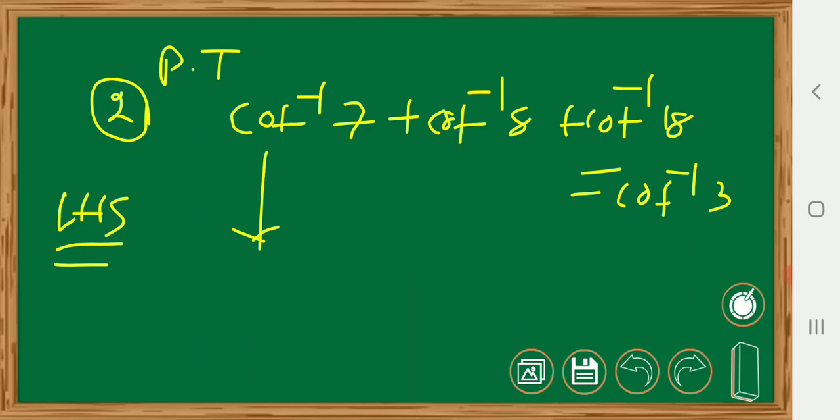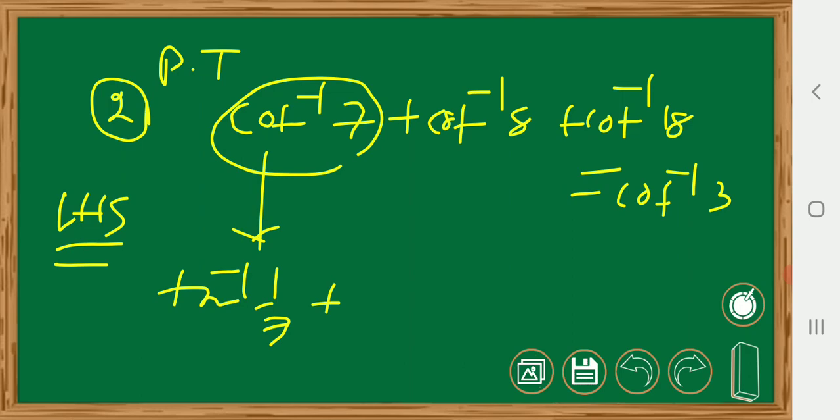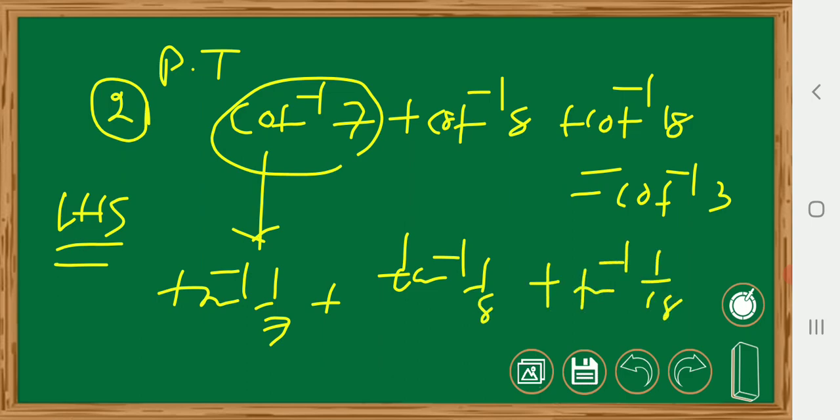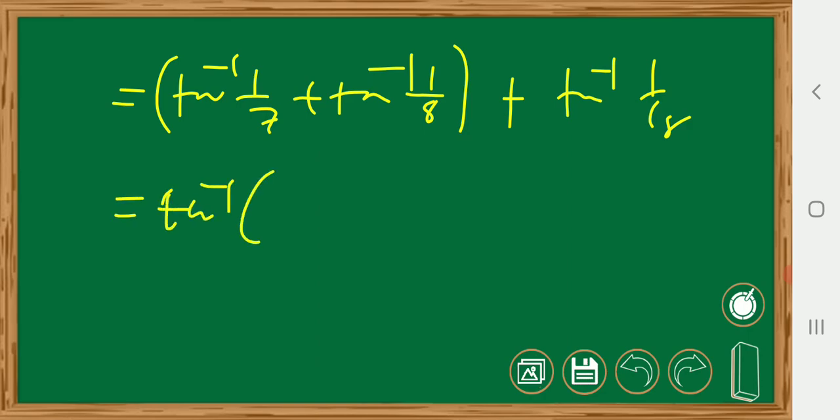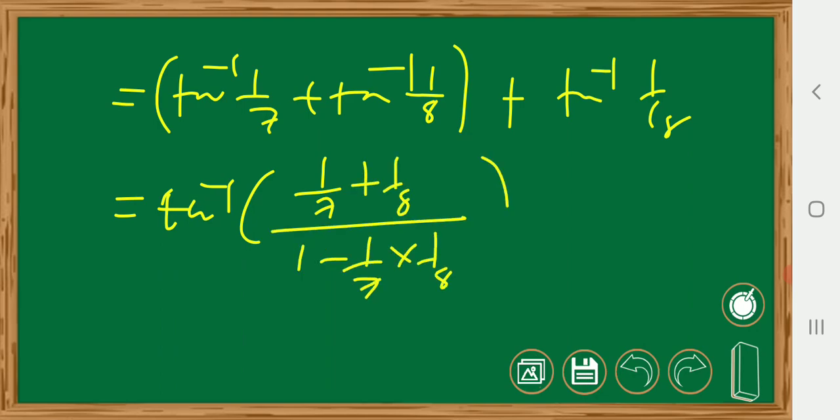First you convert this cot inverse 7 to tan inverse 1/7, because tan inverse is more familiar to us than cot inverse. Here tan inverse 1/8, also tan inverse 1/18. Okay, now you can use the formula tan inverse x plus tan inverse y. So if we use this formula, tan inverse of (1/7 + 1/8) divided by (1 minus 1/7 into 1/8), what happened here?